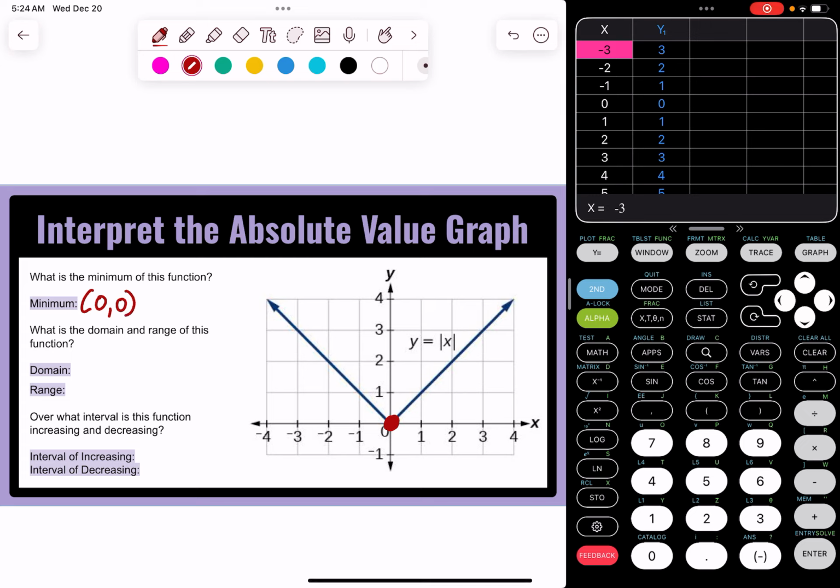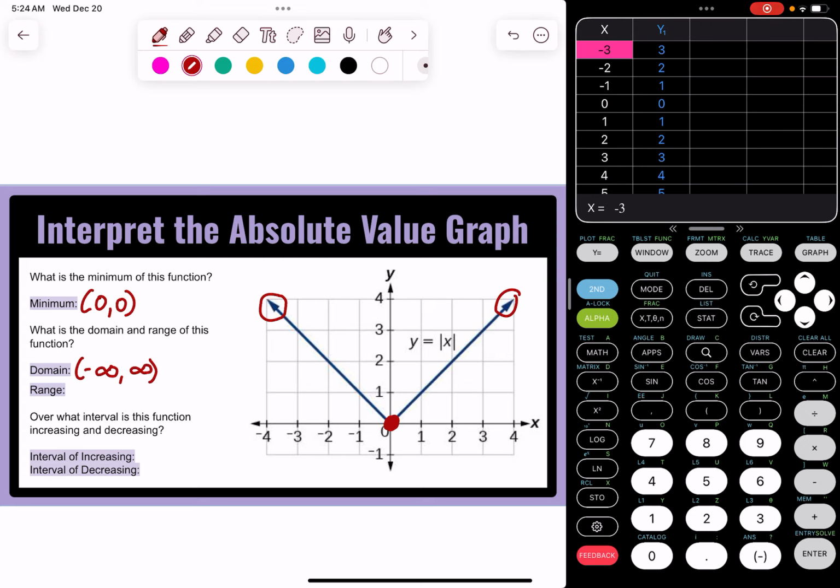If you remember, domain means x, which means how much to the left. This is my leftmost. I wouldn't say -4. I would say negative infinity because it goes all the way to the left since there's an arrow. And how much to the right does it go? It goes to positive infinity.